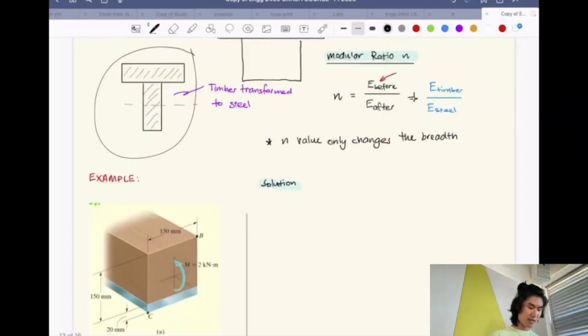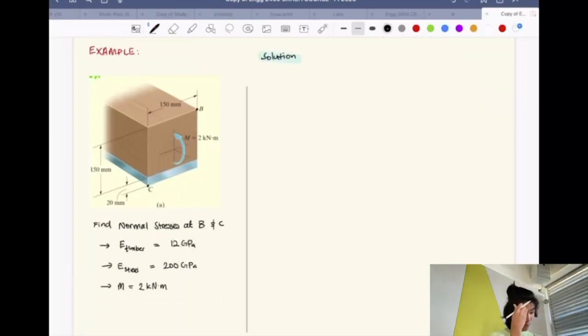Okay? Now, it's a bit more of an example question. Let's kind of run through it, because we haven't done an example question in a while, it might show you as well why inertia and stress is important to nail down. So, to find the normal stresses at B and C, you have your elastic modulus of timber and your elastic modulus of steel. And then the internal moment at that certain point is 2 kilonewtons per meter. So we're trying to find the stresses, but let's do step 1 first, which would be to change everything into a consistent material. So what would you guys think?